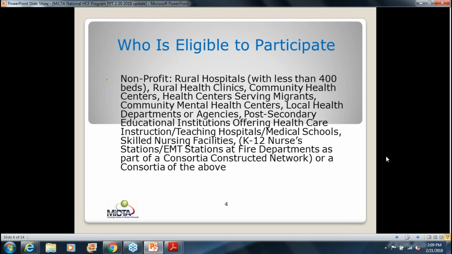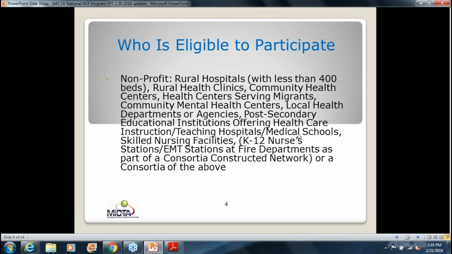So who is eligible to participate? Any nonprofit rural hospital with less than 400 beds, rural health clinics, as you can see, community health centers serving migrants, community mental health centers, local health departments or agencies, post-secondary educational institutions offering healthcare instruction, teaching hospitals, medical schools, skilled nursing facilities, and K-12 nurses stations, EMT stations at fire departments as part of a consortia constructed network, or a consortia of any of the above.